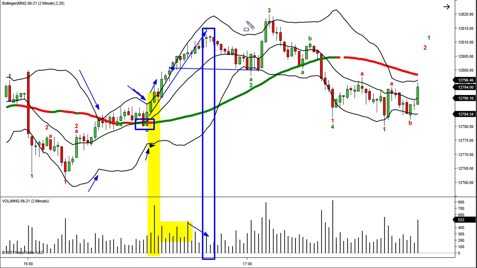Okay, so now, what if it doesn't do this? Because they don't all. I wish they did, but, you know, my daughter wants a horse or a pony, but she's not going to get that either, and I'm not going to get these kind of trades all the time. So when this happens, ka-ching. Excellent. But when they don't, there's a way to salvage the trade. And let me show you that.